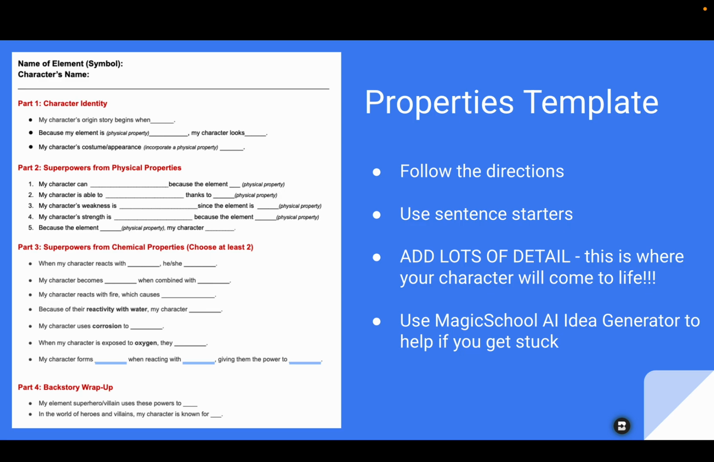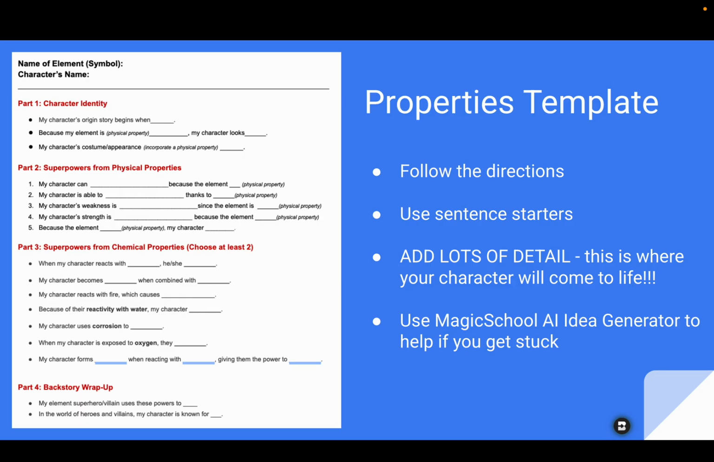I did not come up with that myself. I went to Magic School AI. I used the idea generator, and after I had all of this information, I typed in, why would Rhenium as a villain, like, why would she use her superpowers? And that was one of the choices. So I thought that was interesting.